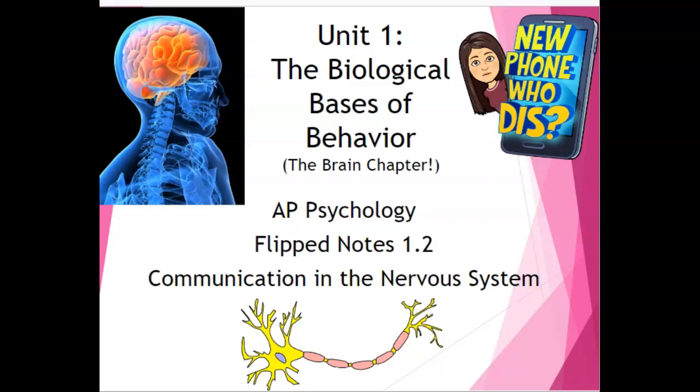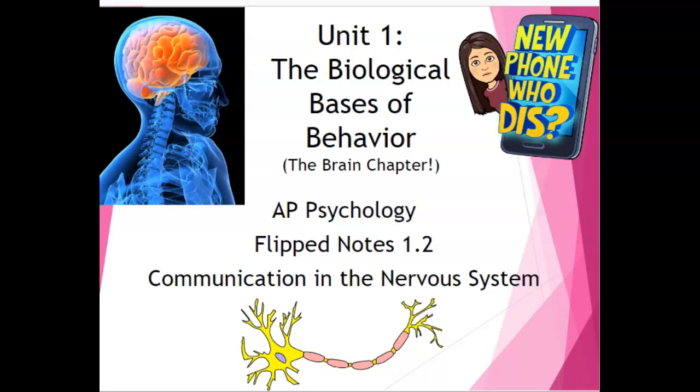Hello, these are flip notes 1.2 from Unit 1, the biological basis of behavior, and we're talking about communication in the nervous system. My Bitmoji's got her cell phone out because this section is all about communication and how the neurons talk to the body.